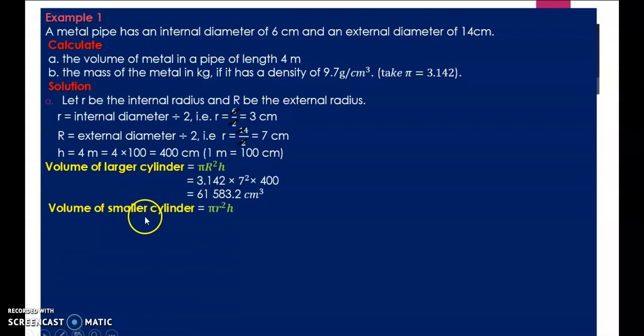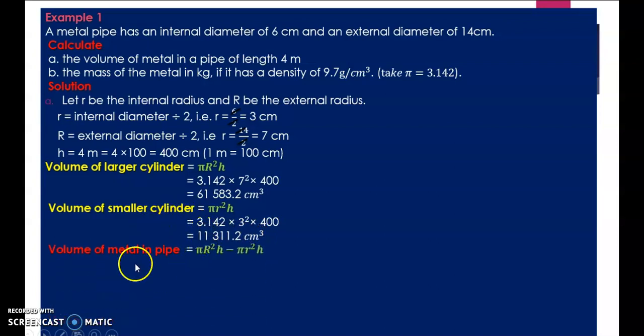Now let's calculate the volume of the smaller cylinder. If you could recall, the formula for the volume of the smaller cylinder is given as pi r square H. Now substituting in the value of pi, which is 3.142, and our radius, that is the internal radius, is 3. So substituting into this formula, we are going to have r square, and our H, that is the length of the pipe, is 400 centimeters. Multiplying everything together here, we are going to have our answer as 11,311.2 centimeter cube as the volume of the smaller cylinder.